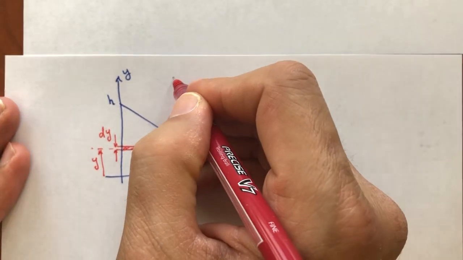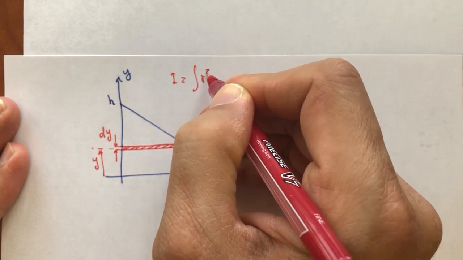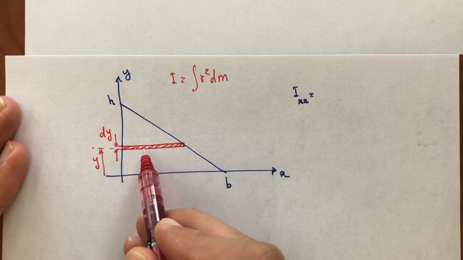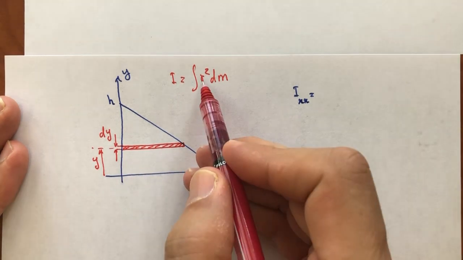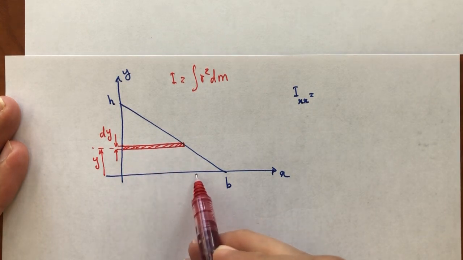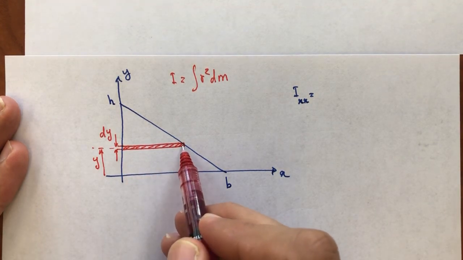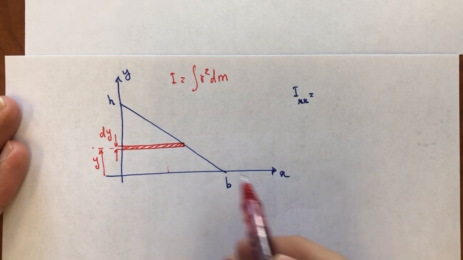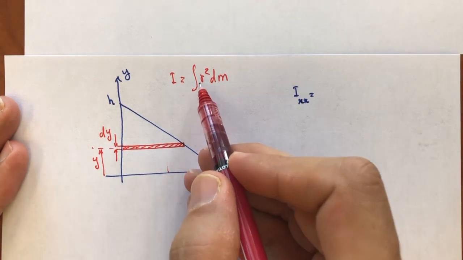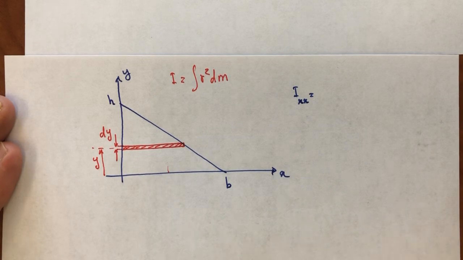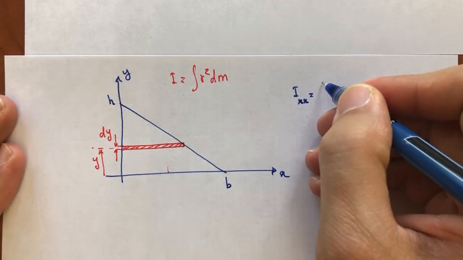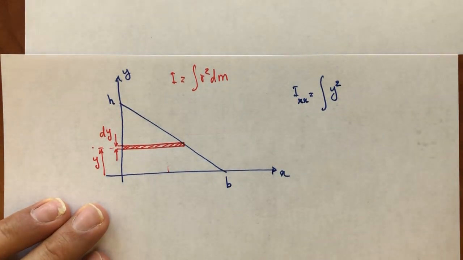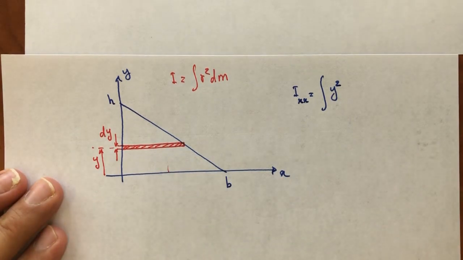Now in the definition of the integral, when we say I is equal to the integral of r squared dm, if you choose this strip as your integral element dm, r, which is the distance of your element from the x-axis, is going to be y, because all the points on this element have the same distance from the x-axis. So r is just y. So Ixx is equal to the integral of y squared times dm. But what is dm? What is the mass of this part?